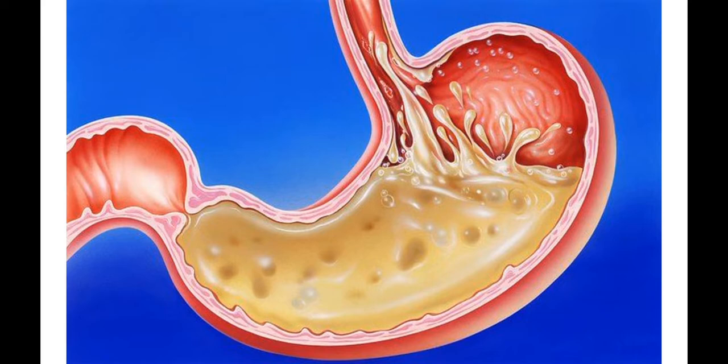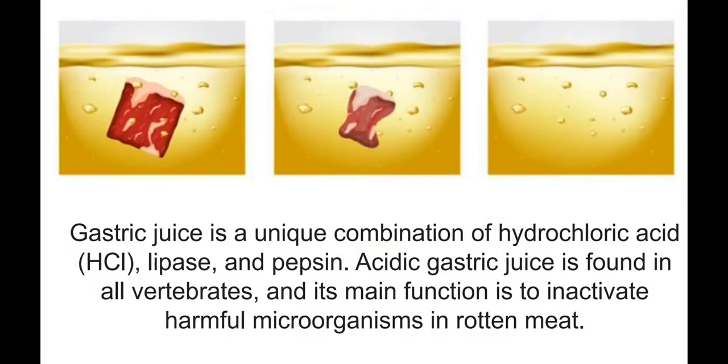Okay, here the stomach cross section is presented, and inside we have this liquid, gastric juice, and portions of the food coming inside. And what is happening? Gastric juice is found in all vertebrates, and its main function is to inactivate harmful microorganisms in rotten meat. This is, again, the purpose of the very high acidity of the gastric juice.